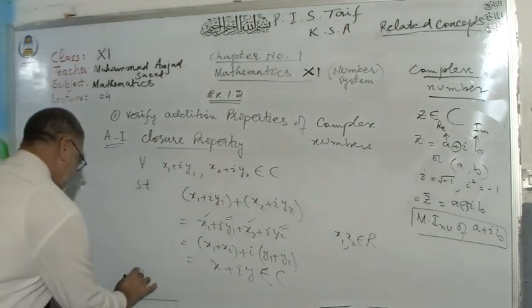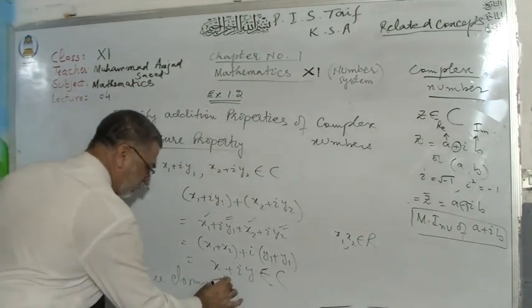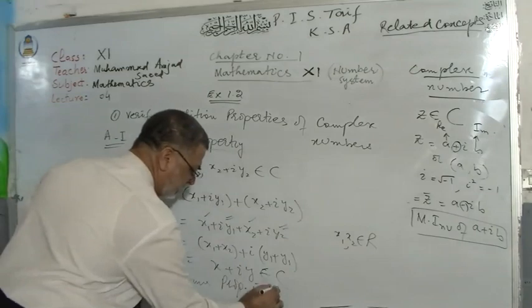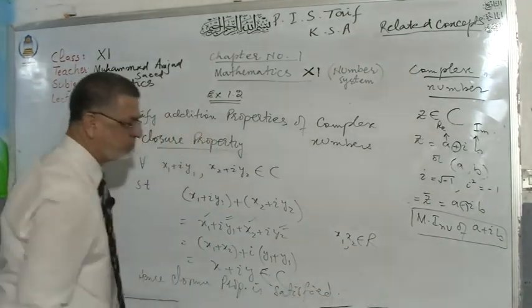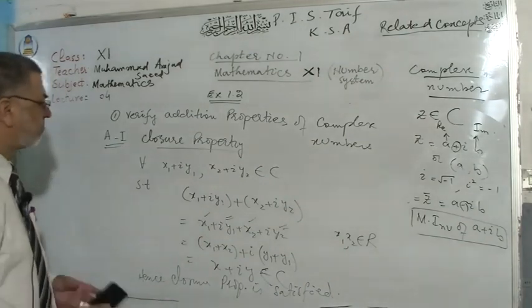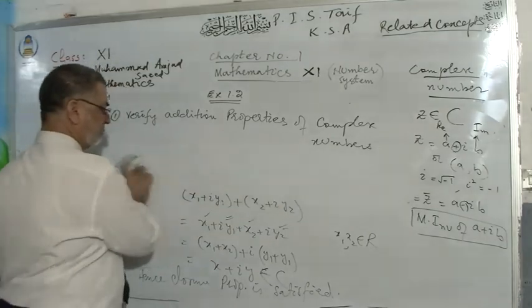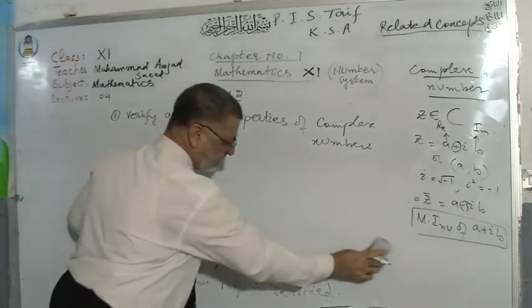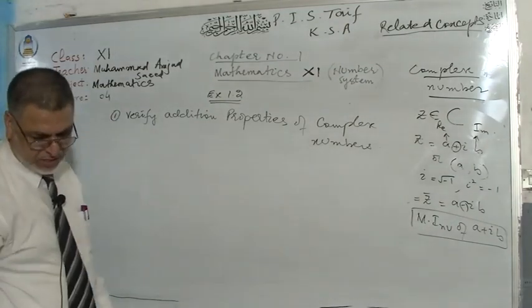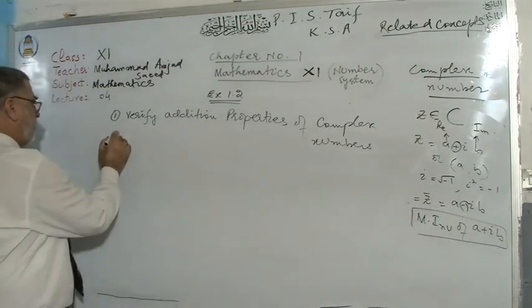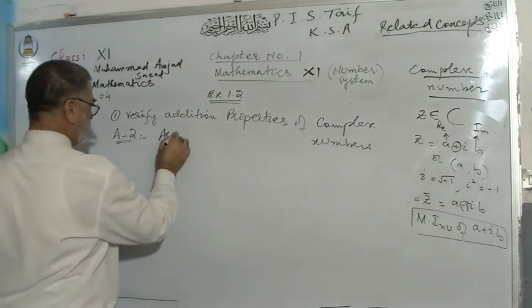Hence, closure property is satisfied. This was A1. After that, the second property is associative, A2. Associative property.